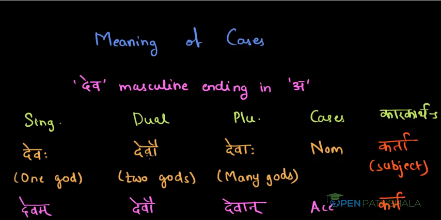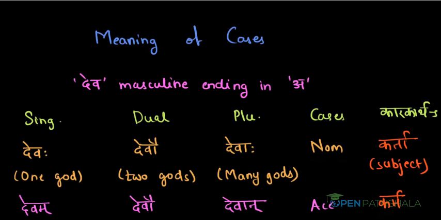You all can see the table of the masculine word deva ending in a. I am sure that in the very first lecture of Sanskrit your teacher must have told you to learn this table, and you all must have learned this table. Now the question is, is there any purpose behind its recitation, behind its learning? Do these words have any meaning? Yes, these words do have meanings. Let us see what their meanings are.